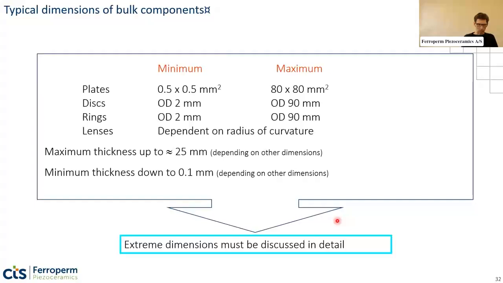So I'll move on. These are some typical dimensions. I would say it's only typical dimensions. We can actually make larger parts, for example, than this. We could, in principle, go up to at least 140 by 140 millimeters for special orders. But it's always important to discuss extreme dimensions with the supplier before you start ordering.